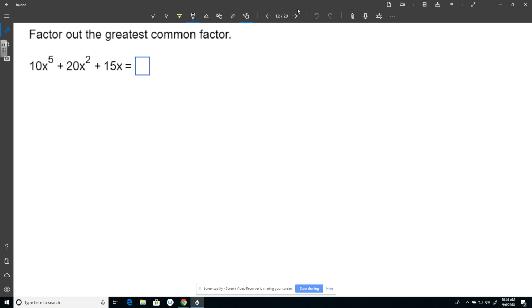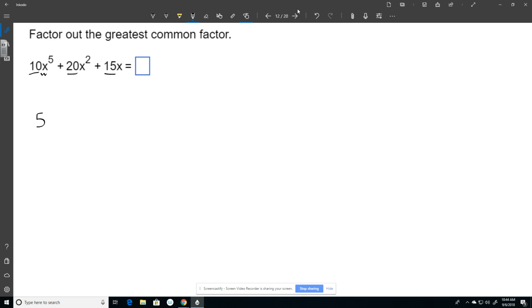Number 12, factor out the greatest common factor. And this is one of the harder topics that we had this first part of the year. We've got to factor out as much as we can. So the first thing I do is I look at the coefficients, 10, 20, and 15. The biggest number that goes into 10, 20, and 15 is 5. 5 goes into 10, 5 goes into 20, 5 goes into 15.